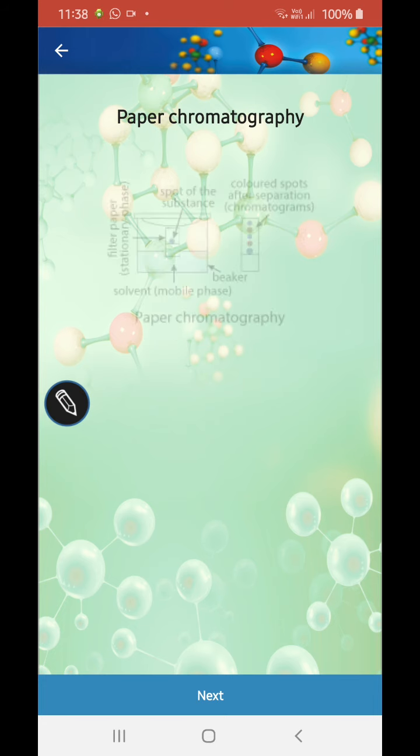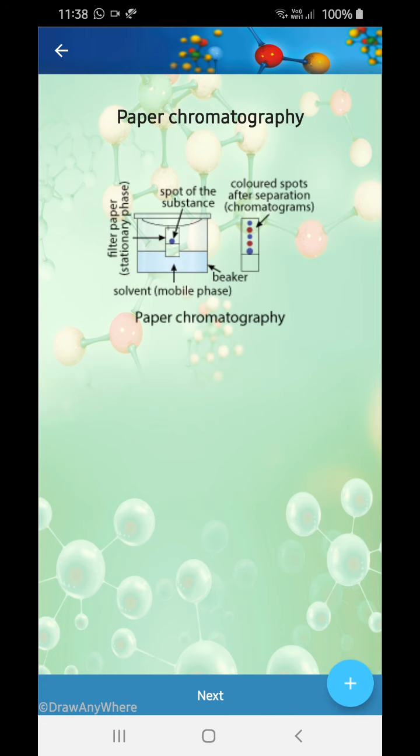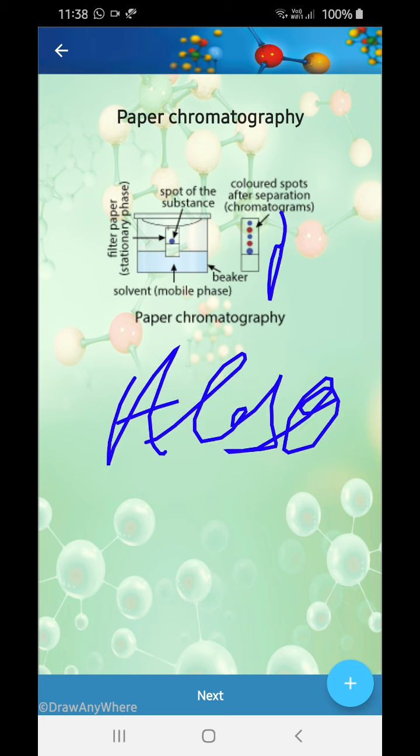Next, paper chromatography. See over here, you see color spots. It is based on the property of absorption. Now what happens is, there is a mobile phase and a stationary phase. Mobile phase means not your mobile. Stationary means not a stationary shop. Mobile means movable. Stationary means static.